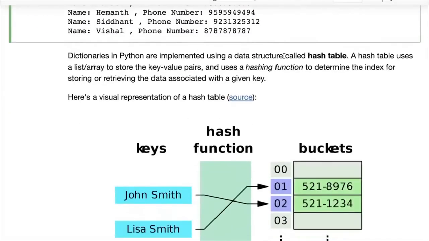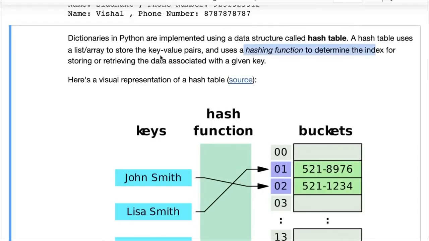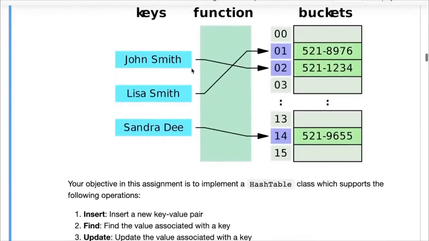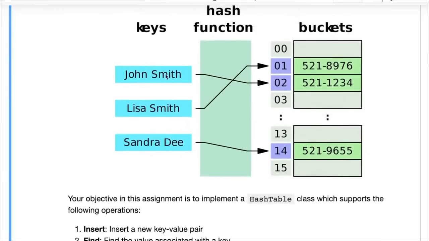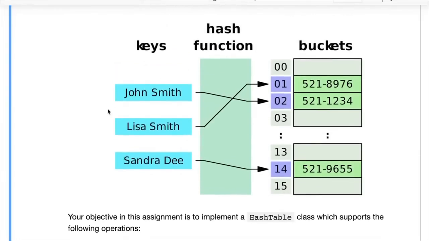And dictionaries in Python are implemented using a data structure called a hash table. A hash table uses a list or an array to store key value pairs and uses a hashing function to determine the index for storing or retrieving the data associated with a given key. So here's what it looks like. Here you have the key John Smith, and a function called hash, which takes any key and returns an index within the list.